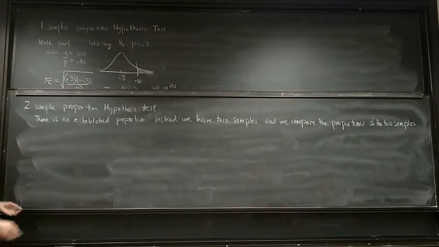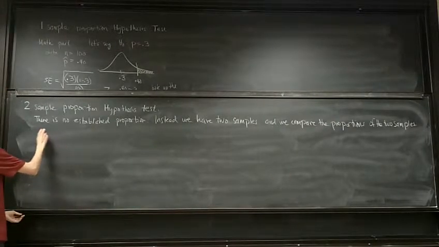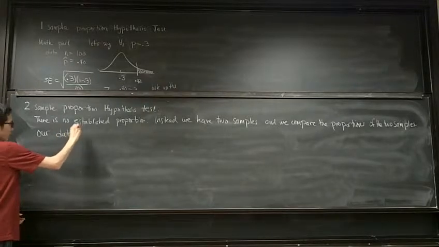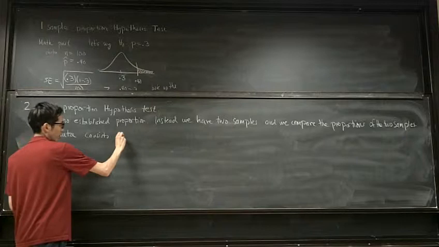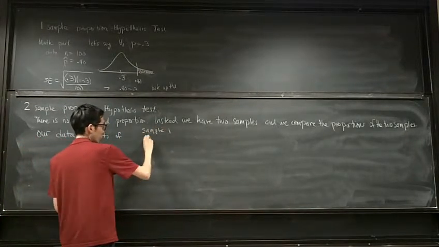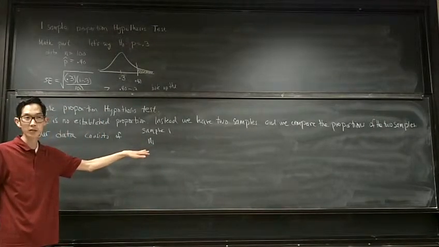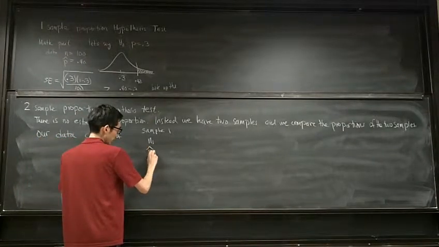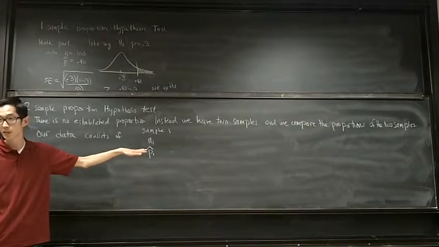Okay, so if we have two samples, our data consists of two samples. Sample 1, where I get n1, which is the size of sample 1, and p hat 1, which is the proportion from sample 1.